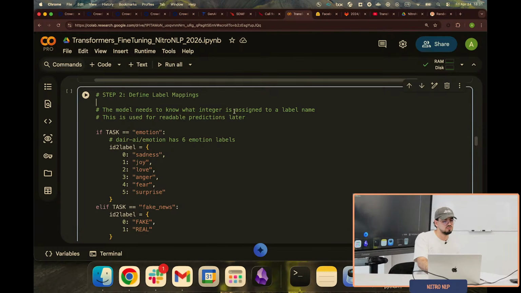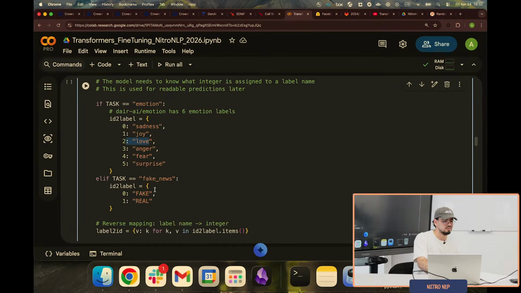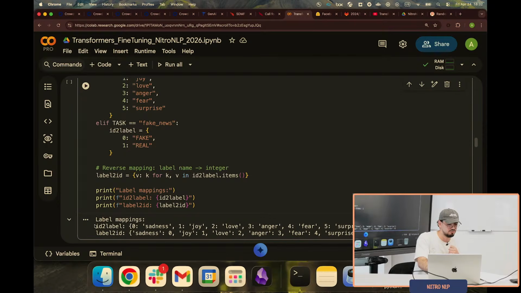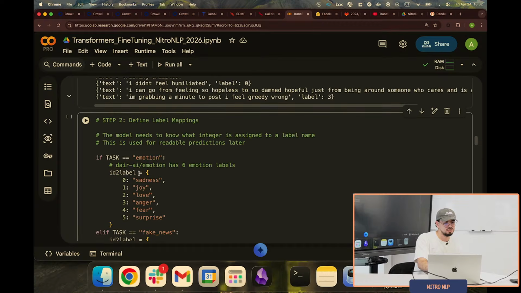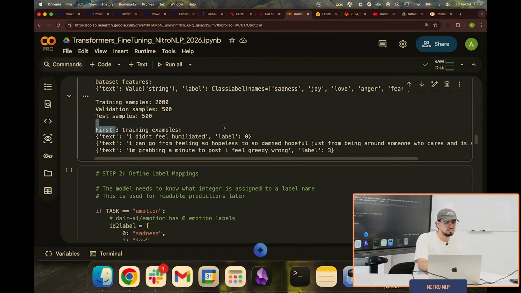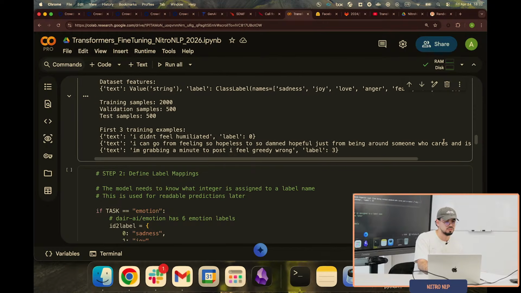So the model needs to know what the integer is. You can take this info from the dataset card on Hugging Face, or from your own custom dataset. We know that 0 is sadness, 1 is joy, 2 is love, 3 is anger, 4 is fear, 5 is surprise. And for the fake news, 0 is fake and 1 is real. We also need to do the reverse mapping to fit those parameters when we train the classification head. So this is basically a pre-processing result. We can also see the first training example. As I said, pretty small sentences, 128 tokens would fit that.